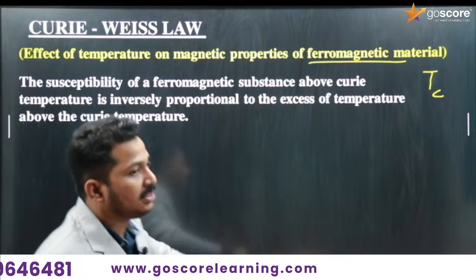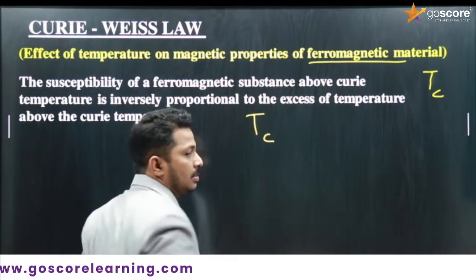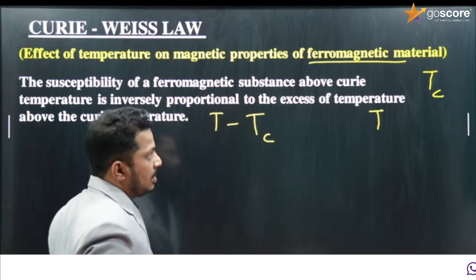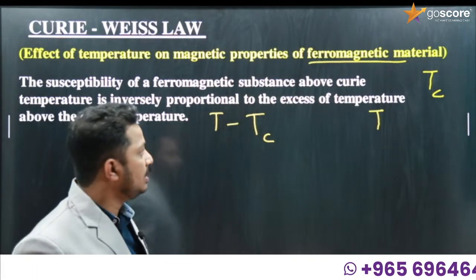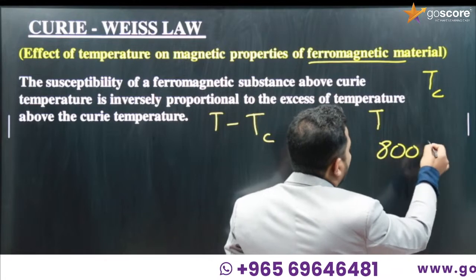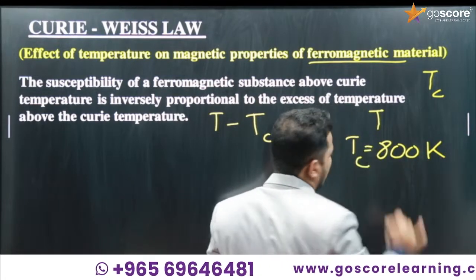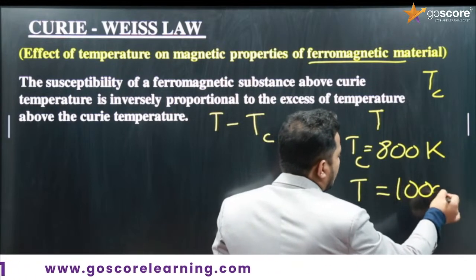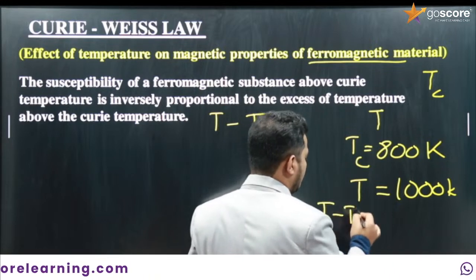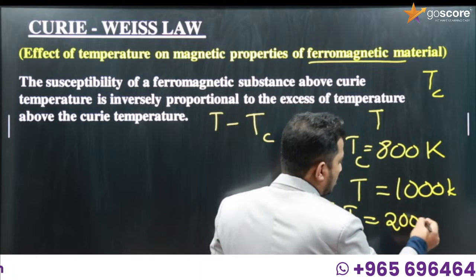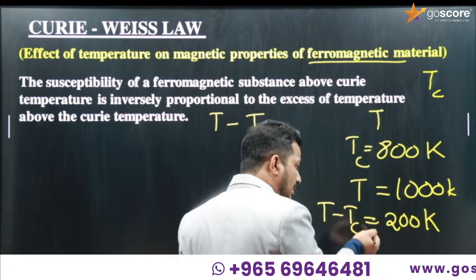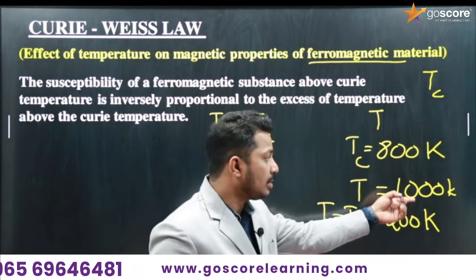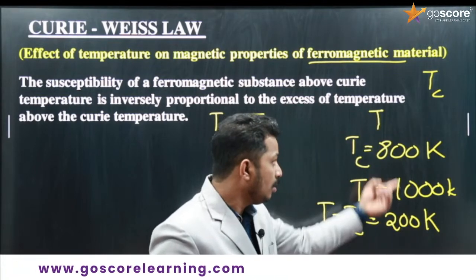So the susceptibility of a ferromagnetic substance above Curie temperature is inversely proportional to the excess temperature above Curie temperature. What is meant by excess temperature? Tc is the Curie temperature, and if I heat up to a temperature T, what is T minus Tc? Suppose 800 Kelvin is the Curie temperature of a particular material, and I heat that material up to T equal to 1000 Kelvin. What is T minus Tc here? 1000 minus 800, which is equal to 200 Kelvin. This is the excess temperature over Curie temperature.